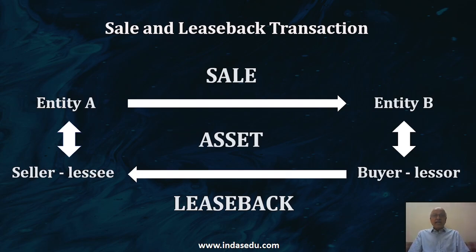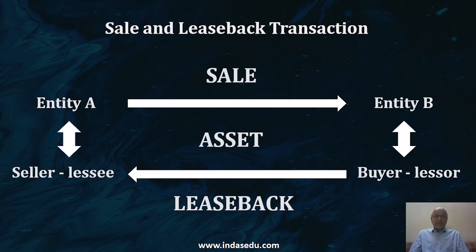Now, sale and leaseback. There are two parties, entity A and entity B. Entity A sells the asset to entity B. So entity A is the seller, entity B is the buyer as usual. Now entity B leases the asset to entity A. That means entity A sells the asset to entity B and immediately leases the asset back. So these two things happen at the same time. Sale of the asset and leasing back of the asset.